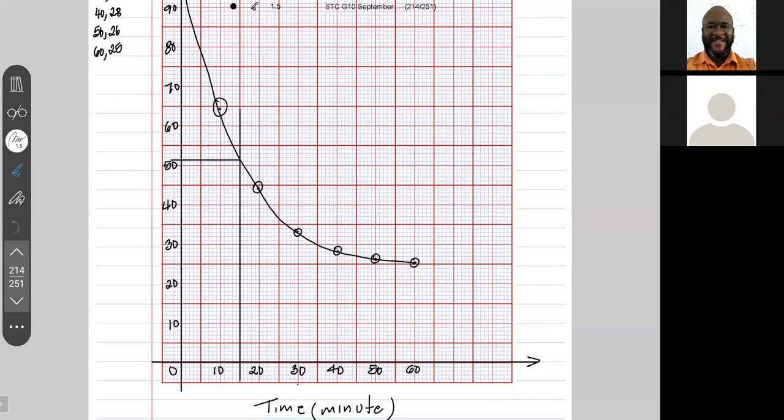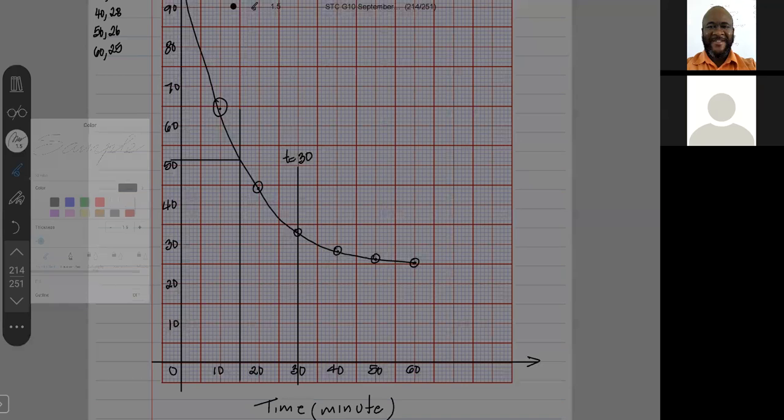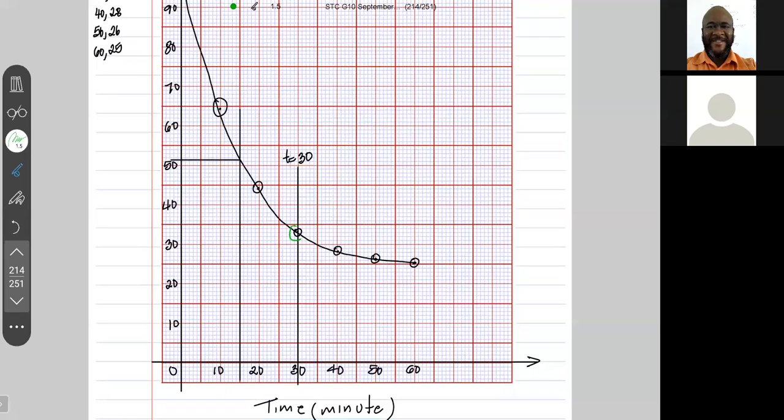So I'm drawing my line up. This is T is equal to 30 minutes. So this is the line, T is equal to 30. It cuts the graph here. Let's change our ink color. So this is the point on the graph where T is 30 minutes.